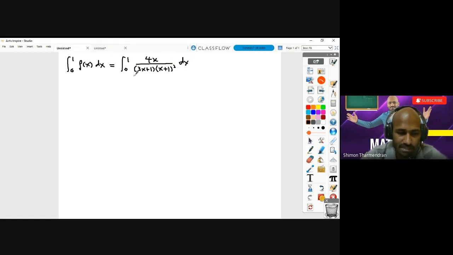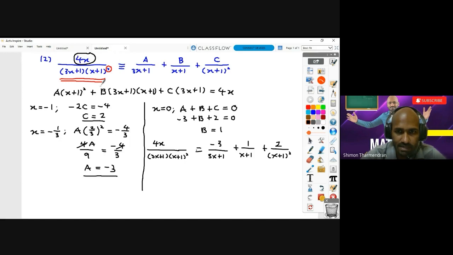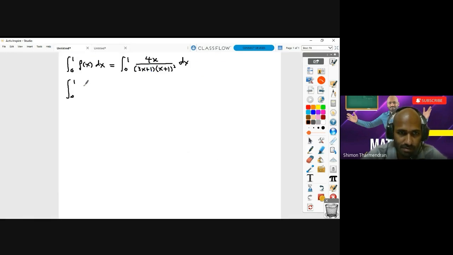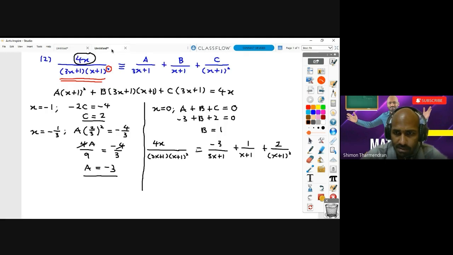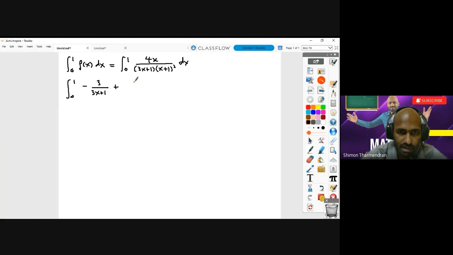Tetapi this expression kita tak boleh buat pengamiran. We cannot integrate. And that is why in the first part we already did the partial fraction. What I can integrate is the partial fraction, which is minus 3 over 3x plus 1, plus 1 over x plus 1 and plus 2 over x plus 1 squared. So SEM1 guys and girls, application, where you're going to use your partial fraction. If you don't do your partial fraction, you're not going to be able to do the integration here.